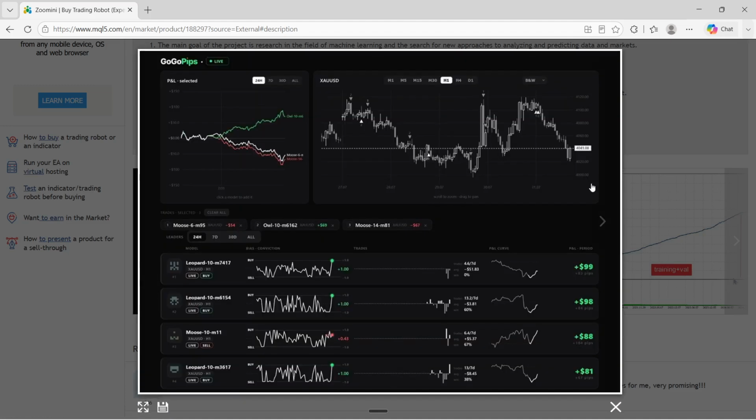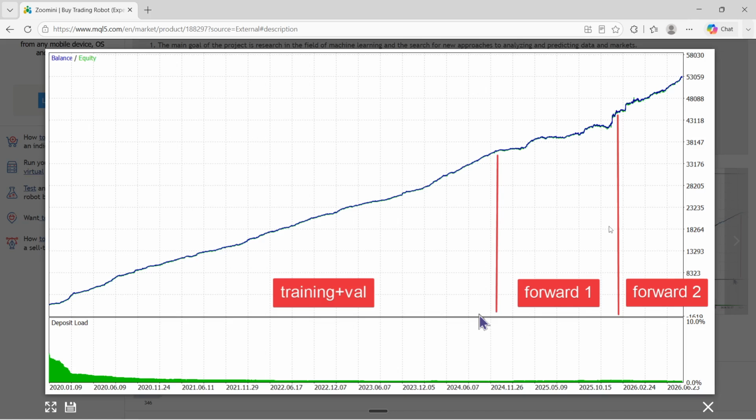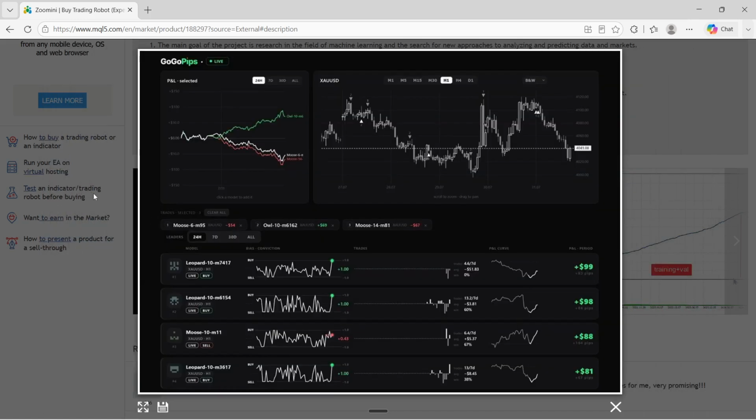So the always in market approach is interesting from a research perspective. Most EAs try to filter for high probability setups and stay flat when conditions are unclear. Zoomini's models were trained to keep predicting direction continuously. That can capture more moves, but as you know, it also means the system is exposed to every type of market condition, including noise, ranging periods, and sudden news shocks on gold.